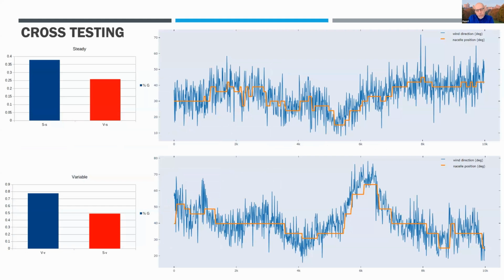Something that the reinforcement learning paper did not do was to apply their controllers to the different data sets, so apply the steady controller to the variable data set. But I did it with the PCT controllers, and it worked pretty well. The graphs on the left show the controller applied to its own data set, but also to the other data set in red. And both show a positive energy gain compared to the traditional controllers.